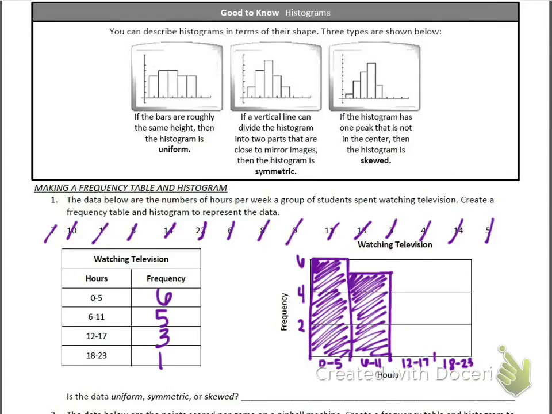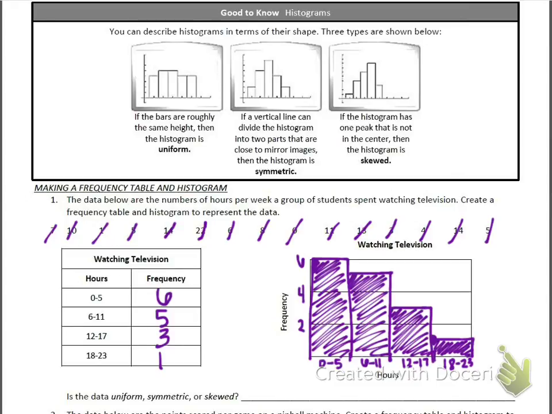That's great. 3 students in the 12 to 17. And 1 student, here, in the 18 to 23 interval. Okay? So then my last question is: is this data uniform, symmetric, or skewed?